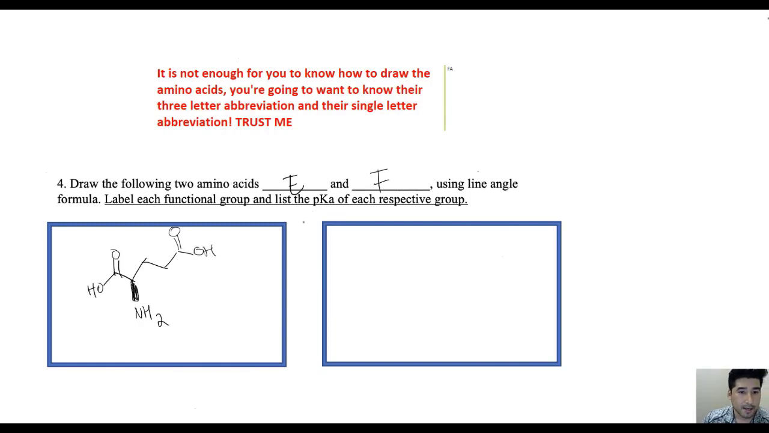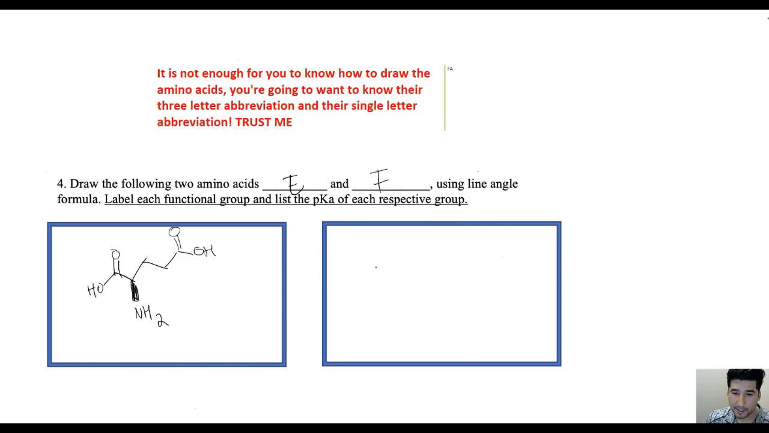Alright, so the main thing that you got to remember here is that if you can draw the carboxylic group here and the amine group, you've already won half the battle. The other part is actually drawing the side chain, the R group.